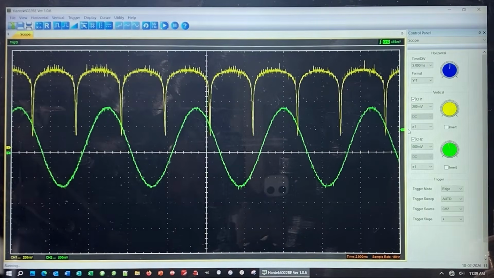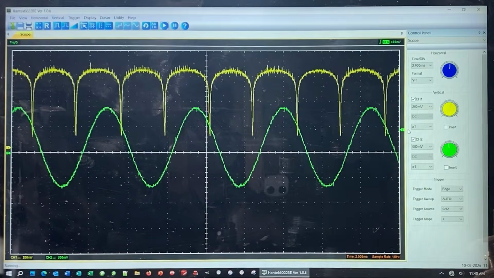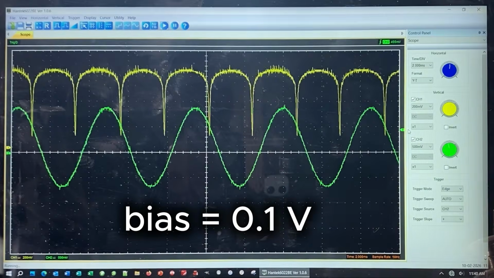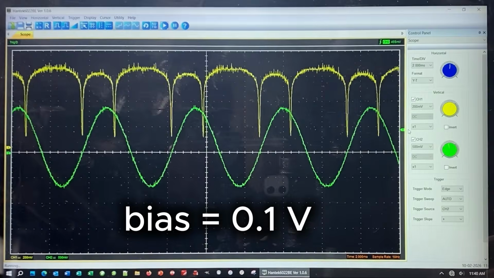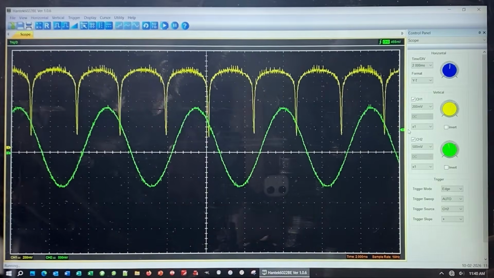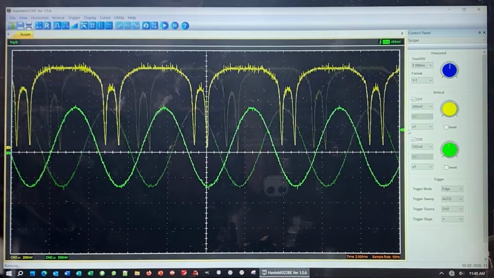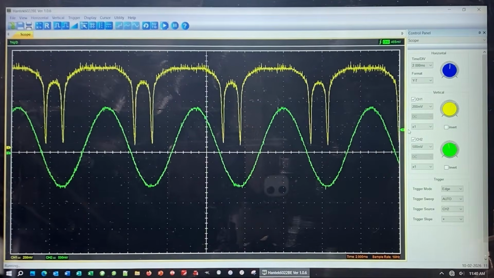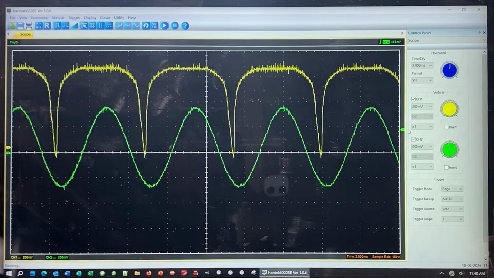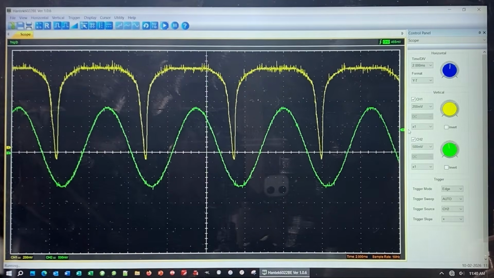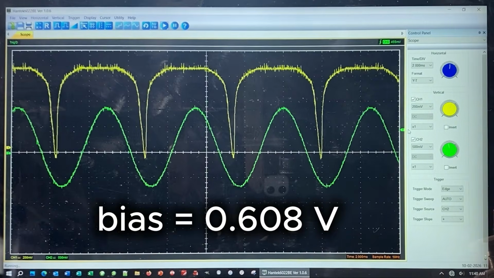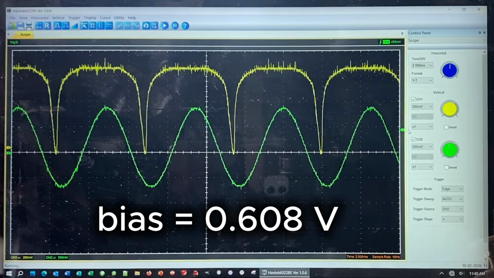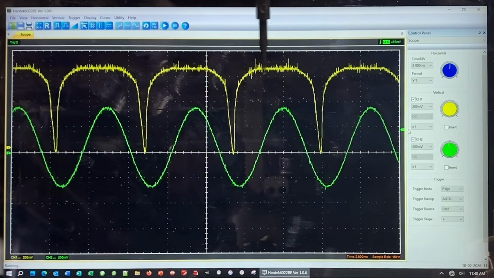Let me see what that is. So that is it's floating around. It looks like DC 0.1. So a positive 1/10 of a volt. And if I keep going, I'm going to guess that this is about positive 1/2 a volt. 0.608. So now I'm in phase, and I've got what I call the inverted sombrero.